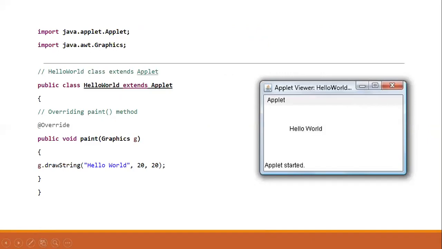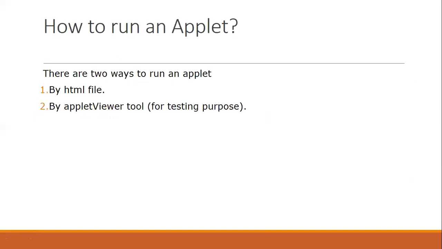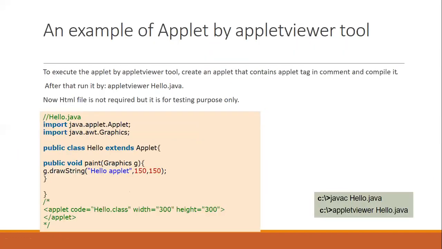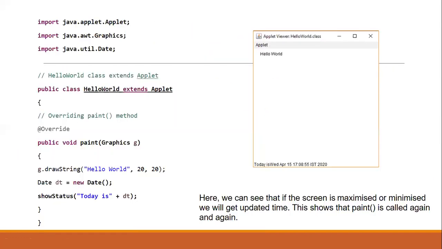Now I'm using Eclipse. We are not using a command line or Notepad. In Eclipse, a very simple method is there to execute the applet, and that is you just have to right click and say Run As Applet. Let us go to the program and see how applets are executed using Eclipse. I'll share that screen.